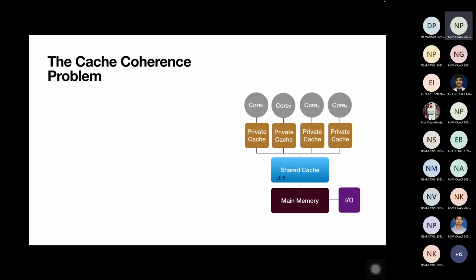Right. So let us say we have a data item at an address location U, which has a value 5 in the shared cache. Now core 1 requests the data, and the copy is brought into its private cache, and that we denote as event 1.